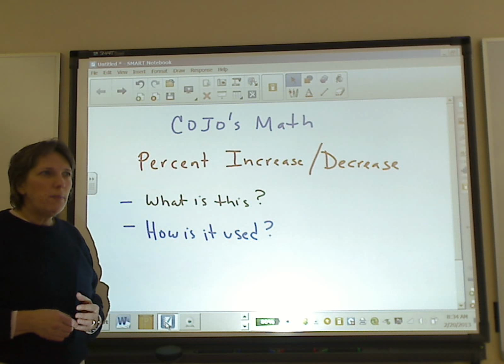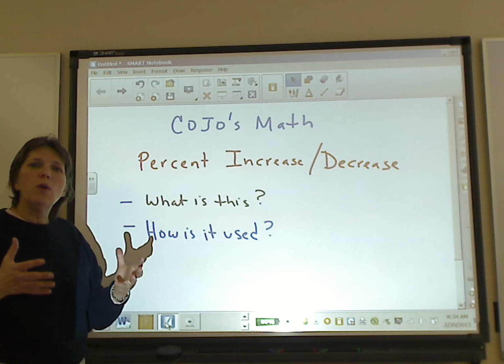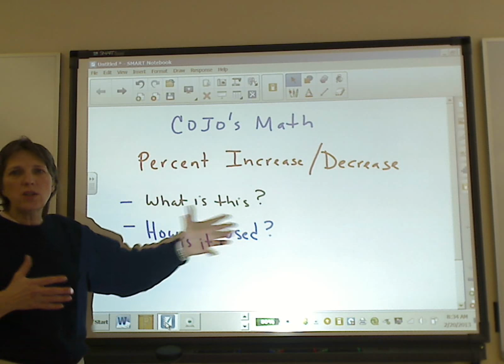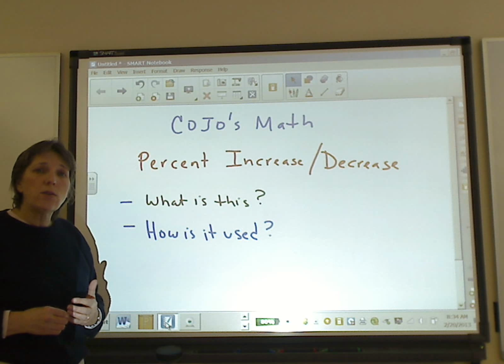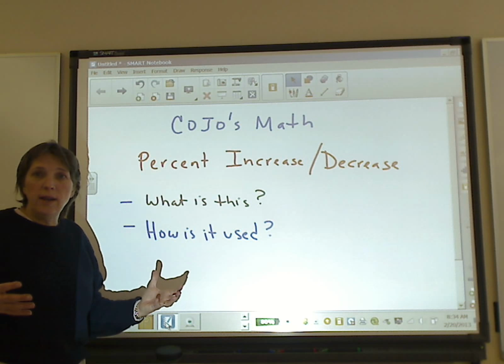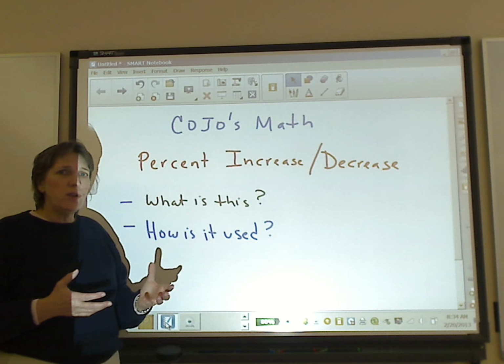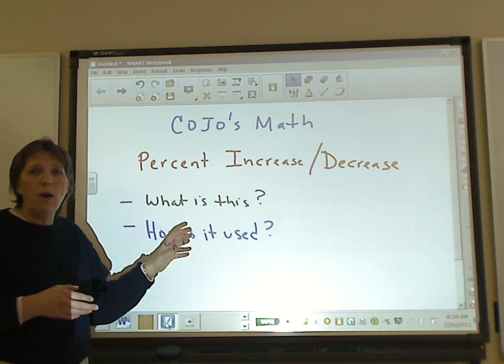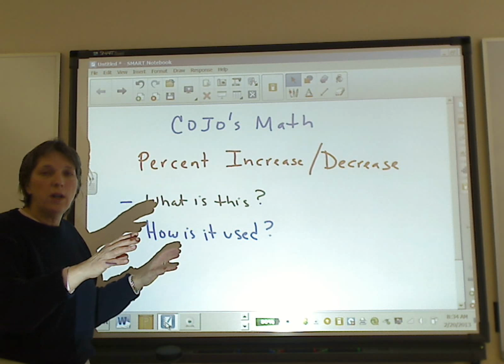You can also talk about it if you have a small house and you want to build on and create an addition. Well, the bank's going to want to know how much you are adding onto your house. What percentage are you adding onto your house? So that is what percent increase or decrease is. You look at the original amount of whatever you're talking about and you compare it to the current amount.